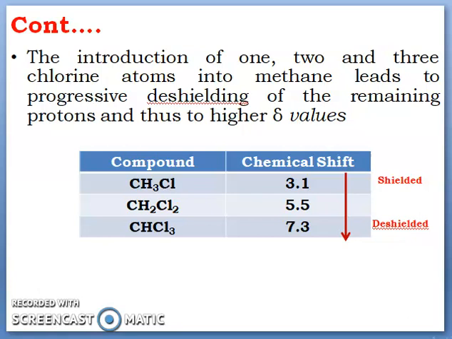The reason is the same. The electronegativity of the chlorine attracts the electron cloud of the proton towards itself, thereby making the proton deshielded. If you increase the number of chlorine atoms, the electron cloud around the proton is progressively reduced, thereby deshielding of protons takes place. Thereby it appears at 7.3 delta chemical shift value.